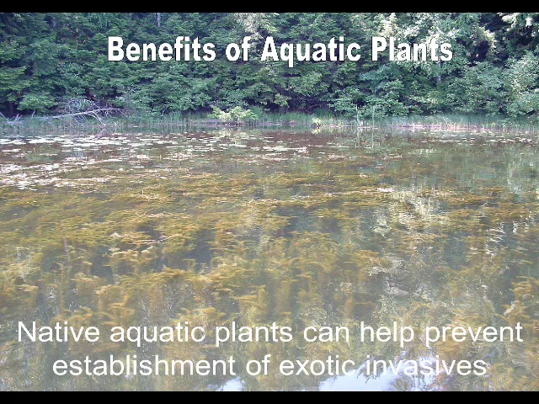In addition, native aquatic plants can help prevent the invasion of exotic plants. If you have a very healthy native plant community and an exotic species gets introduced, it's not going to be able to find a habitat to grow in if you already have native plants occupying that space.